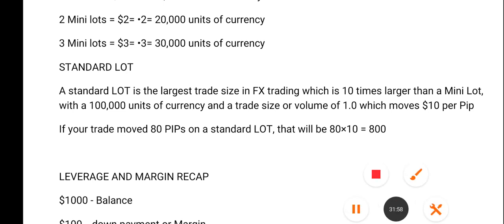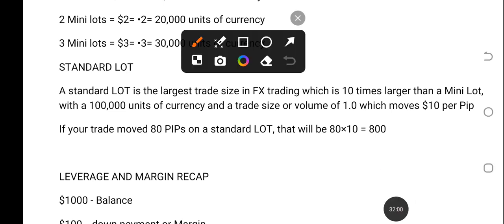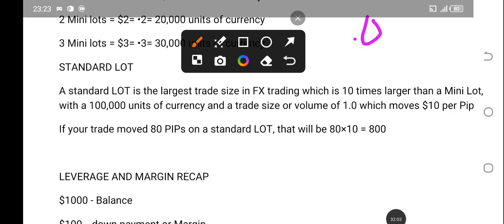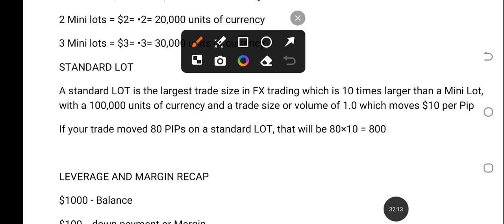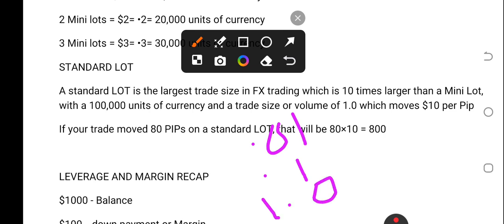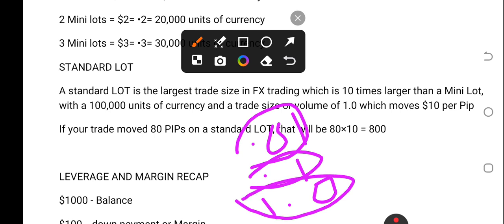So, remember the micro lot, you have 0.01. For the mini lot, you have 0.1. Then for the standard lot, you have 1.0. The difference between each of these, 0.01, 0.1, and 1.0, is 10. So they are 10 times larger than each other.